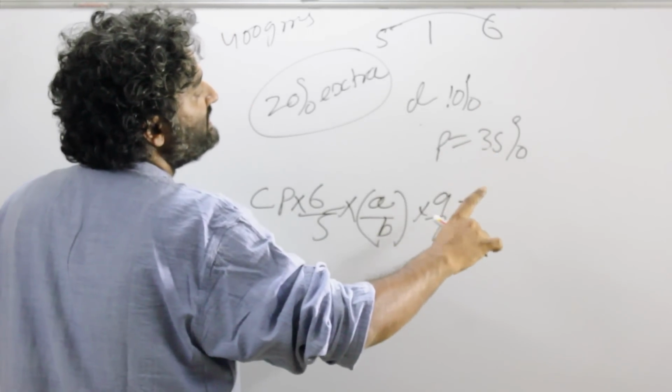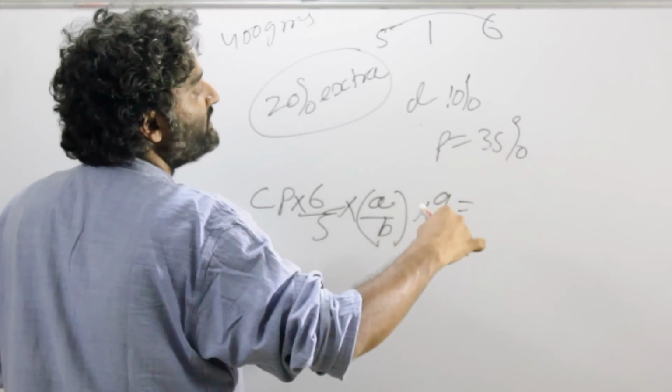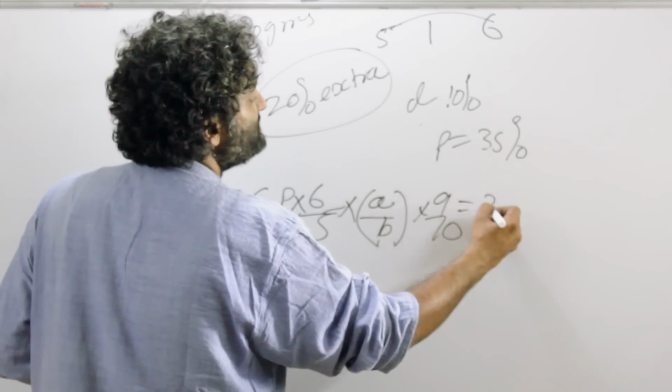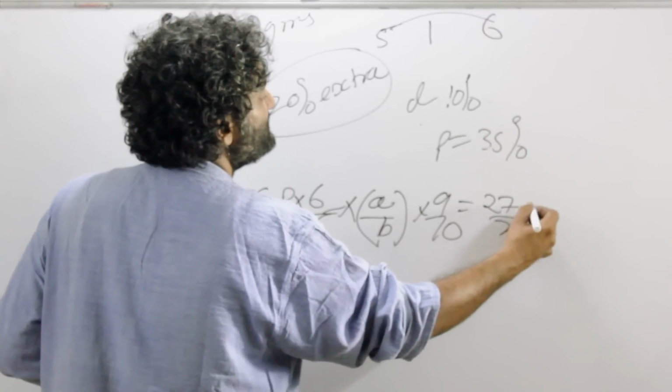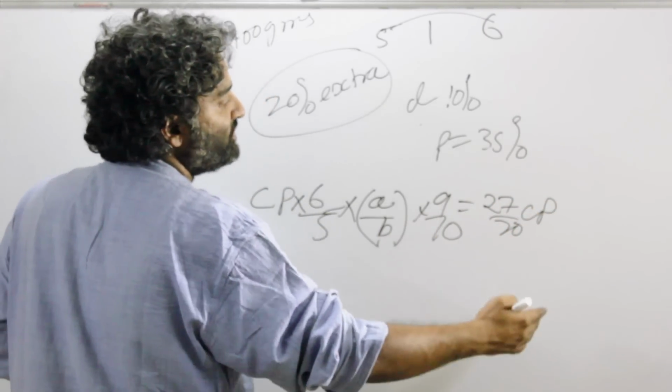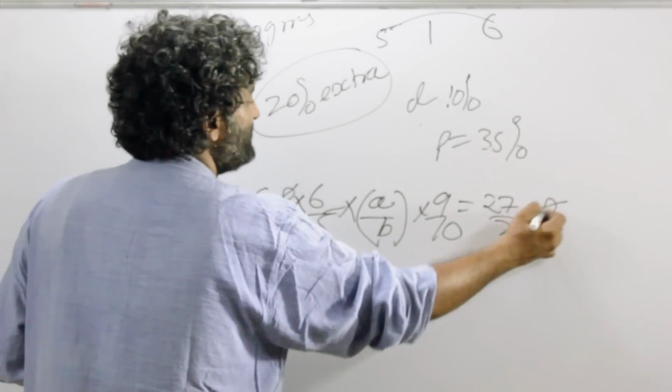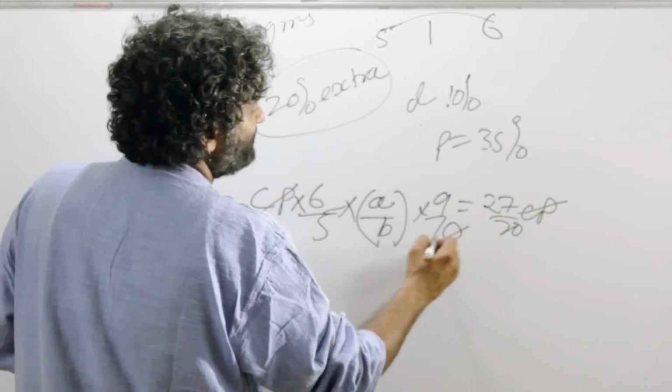5% is 1 by 20, 35% would be 7 by 20. 7 into 5 gives you 35. An increase of 35% means 27 by 20 CP. Yeah, you can pause, rewind, think in your own head how this came about. Now the CP gets cancelled. Now let's start working this out.